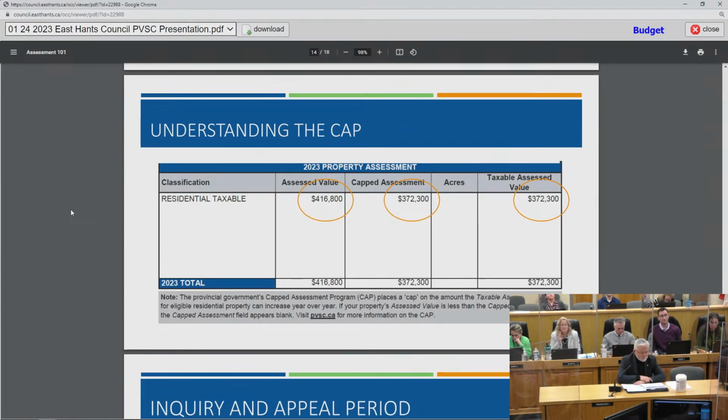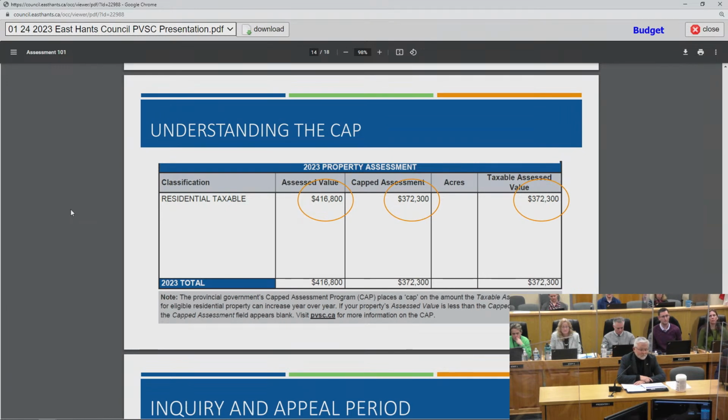So this next slide is just a very brief understanding. Certainly, the capped assessment program is something that we get a lot of questions on at PVSC. It's Section 45 of the Assessment Act, and it's provincial legislation that we apply to the assessments based on the provisions of Section 45. So we often explain to folks that we determine the eligibility of the CAP program based on a set of criteria and calculate it based on that criteria, adding the Consumer Price Index each year. But basically, this is how it looks on a typical assessment notice.